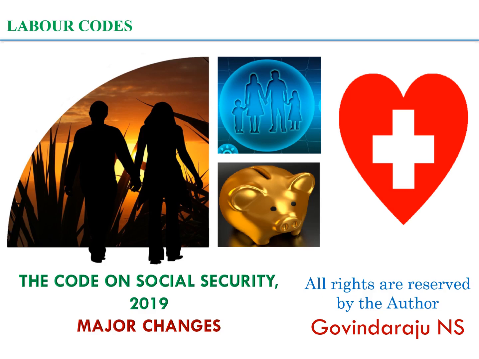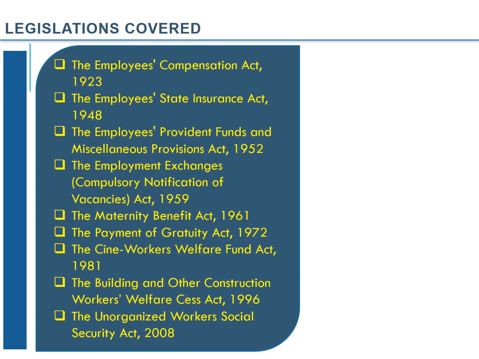Let's proceed. In this code, there are 9 legislations subsumed which are related to employees compensation, employee state insurance, employees provident fund, employment exchange, compulsory notification of vacancies, the maternity benefit, payment of gratuity, senior workers welfare fund, and also the building and other construction workers welfare cess, the Unorganized Workers Social Security Act 2008.